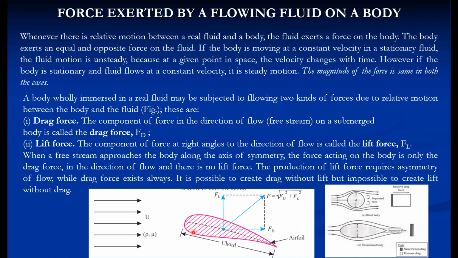The production of lift force requires asymmetry. Like the same object, if we make it inclined, then this particular flow passage is asymmetric, because this is a diverging portion and this is a converging portion. So the asymmetric portion is there, and in this particular case lift force is generated. Drag force exists always. It is possible to create a drag force without lift, but it is impossible to create lift force without a drag force. So whenever lift force is generated, drag force has to be there, but not the other way round. Only drag force is present without any lift force for symmetric objects. For an asymmetric object, the lift is generated, but it is always associated with the drag force as well.